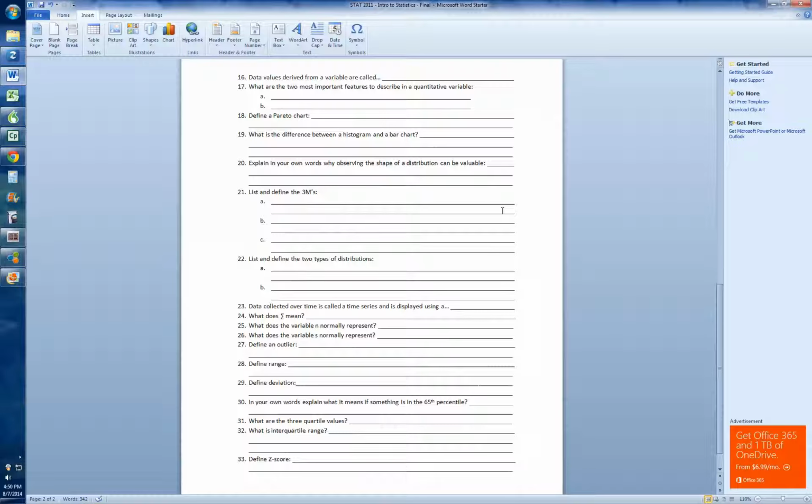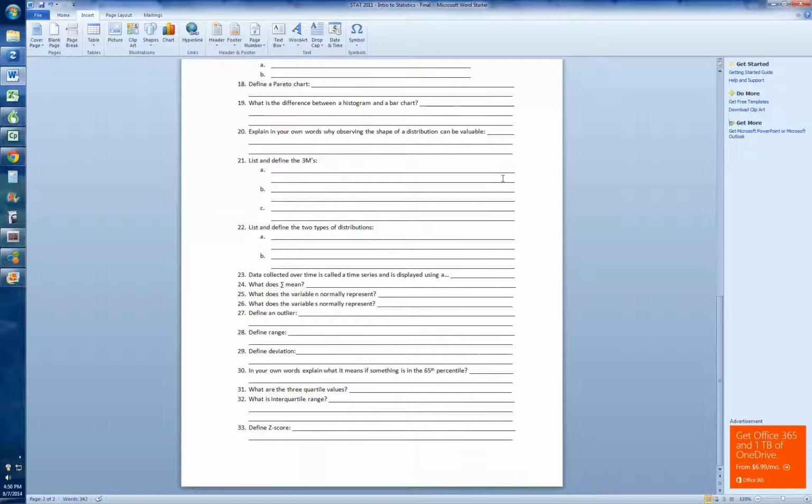Number 21, list and define the 3 M's, right? So I will give them to you, and then you can come up with their definitions. The 3 M's are mean, median, and mode. Mean, median, and mode.